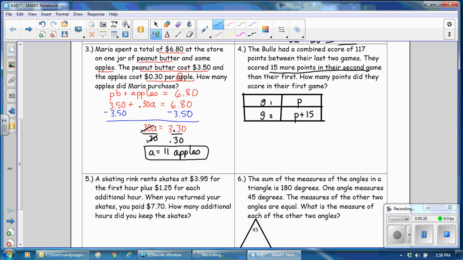The sum of those points is 117. So the points for the first game plus the points for the second game is equal to the total points. Now I did not need to use parentheses here. Combine your like terms. That's 2p plus 15 equals 117. Undo this addition with subtraction. Subtract 15 points from each side of the equation and simplify. 2p equals 102 points. Divide by the coefficient, and p equals 51 points.